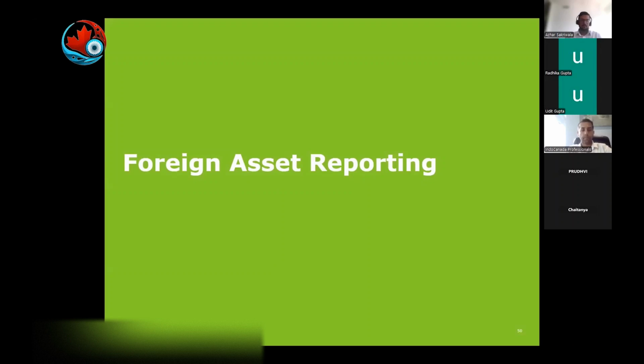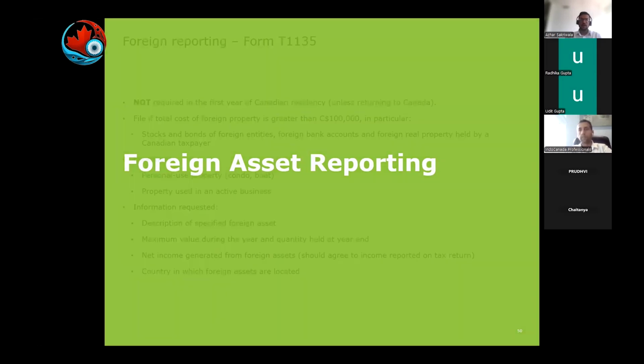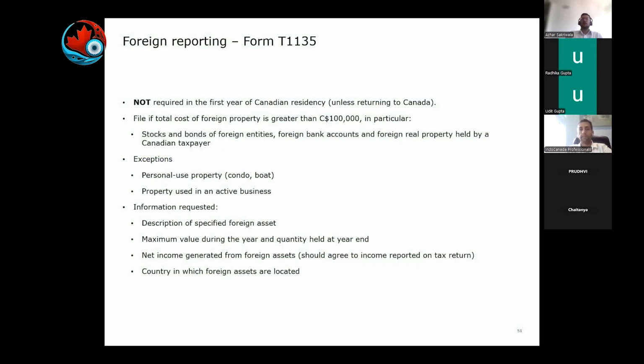Now coming on to another important aspect, which is foreign asset reporting. So Canadian residents, as I said, are subject to tax on worldwide income. At the same time, they would also have to report their assets outside of Canada in a designated form, which is the foreign asset reporting or FAR form. This particular form is also known as T1135 in the tax return.